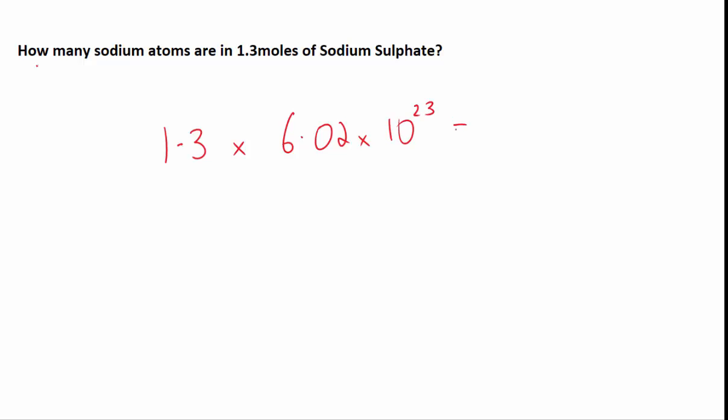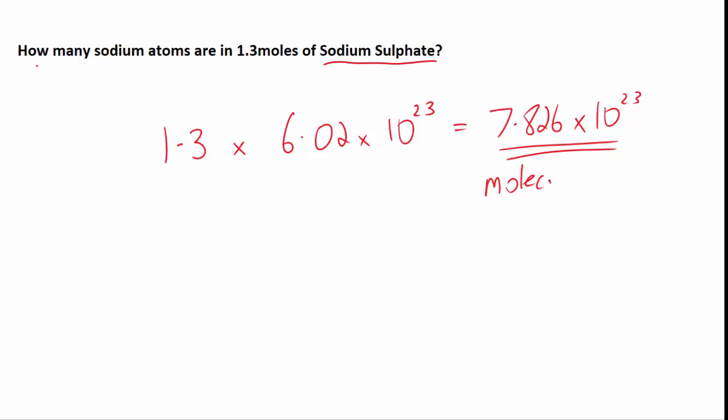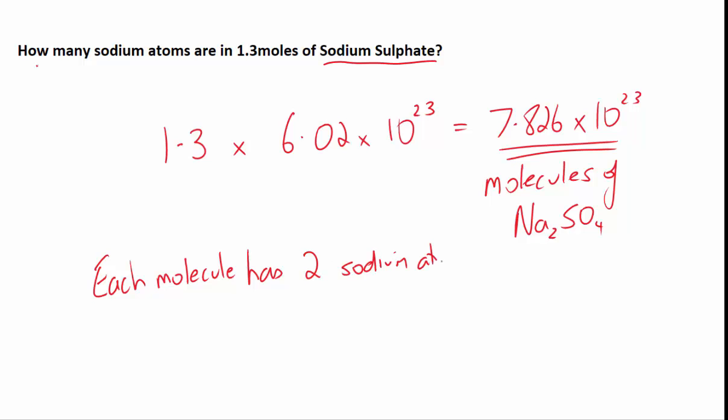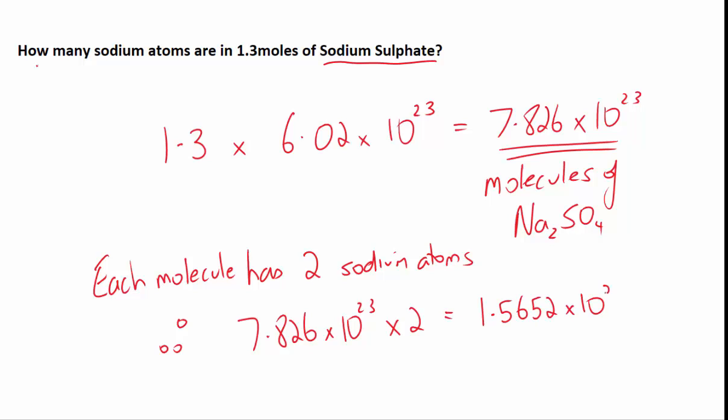Now this gets us the number of molecules, or if you like, formula units of sodium sulfate, because we have 1.3 moles of sodium sulfate. Now if you think about that, sodium sulfate doesn't just contain one sodium. It has two. The formula for sodium sulfate is Na2SO4. So that means that in each molecule there's two sodium atoms. So we've got the number of molecules of sodium sulfate. We need to multiply that by 2 in order to get the number of sodium atoms.